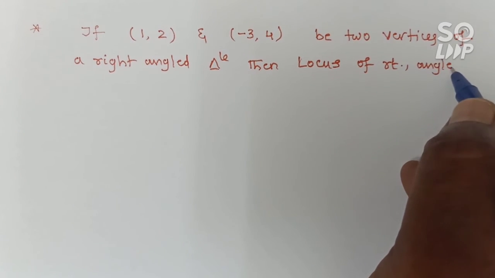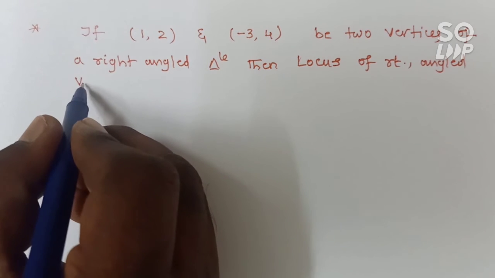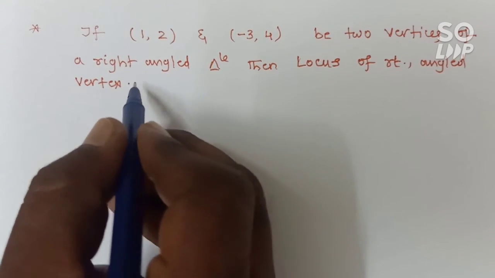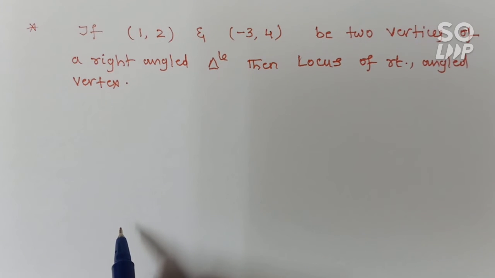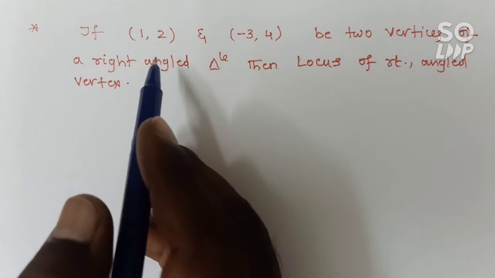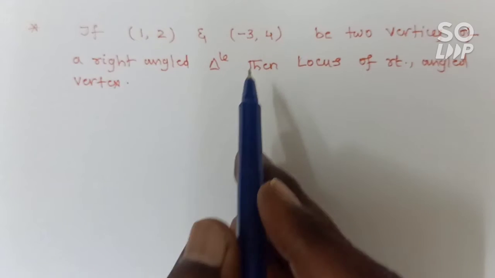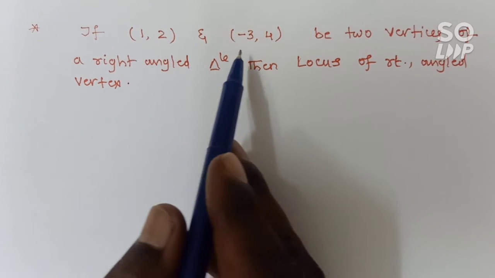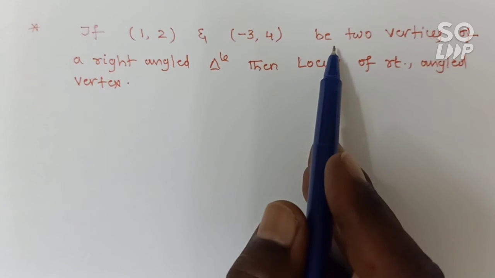See, in this problem, I did not mention that the given points are the ends of the hypotenuse. That point is not mentioned in this problem. Simply I said that (1, 2) and (minus 3, 4) are two vertices of a right angled triangle.